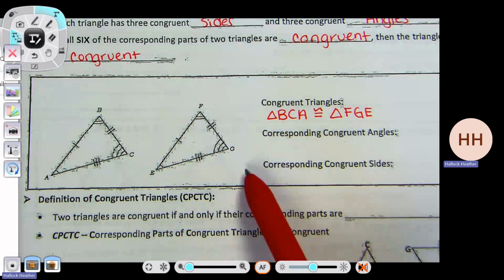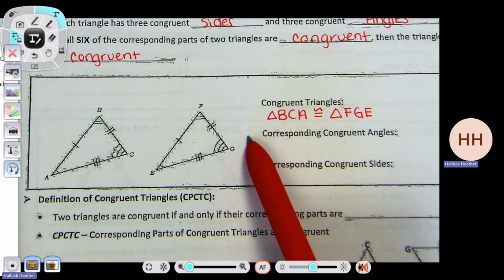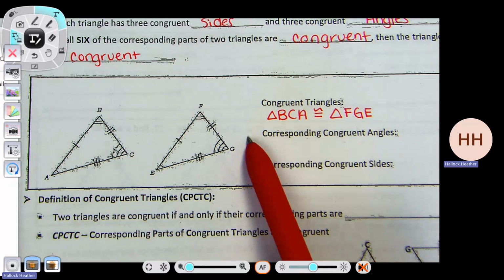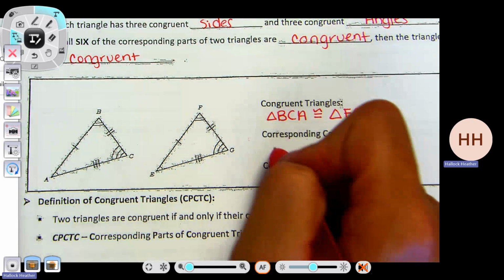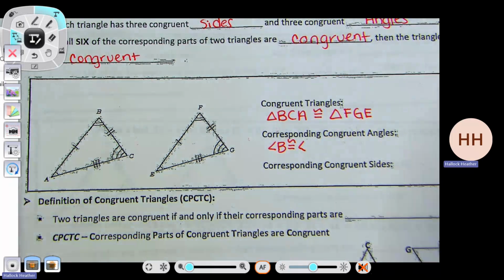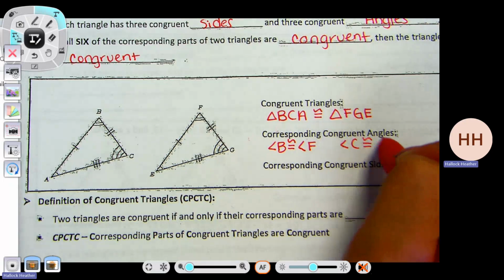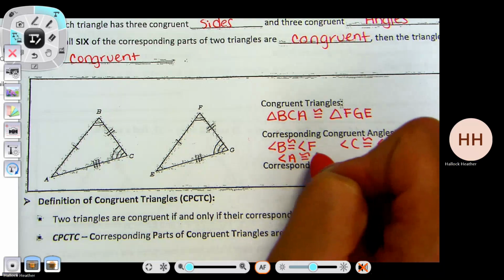So the first way you write it, it does not matter. If I say ABC, BCA, or CBA, but the second triangle is based on the first triangle. So I have to write out my corresponding angles. If I say angle B is congruent to something on the other triangle, what is the corresponding angle? F. If I say angle C is congruent to something, what does that match with? G. And then angle A matches with E.